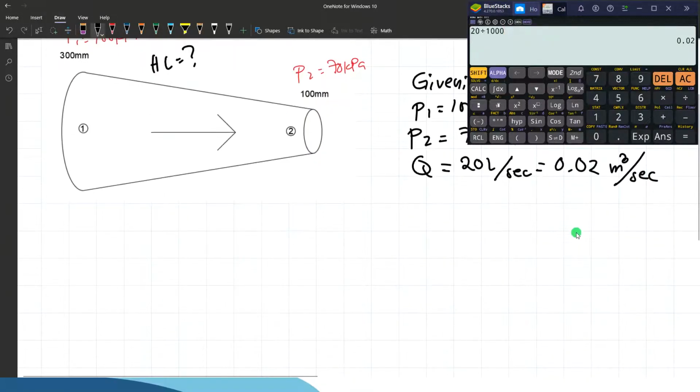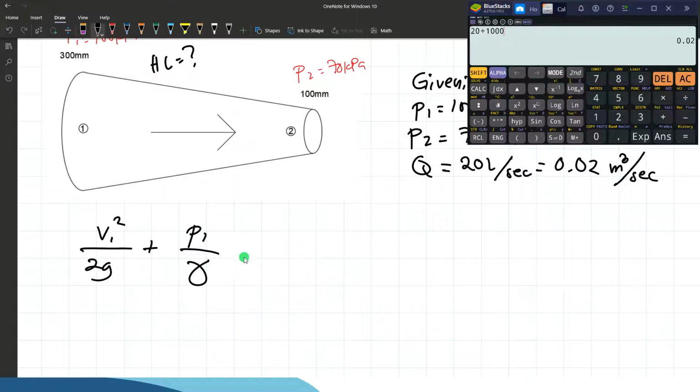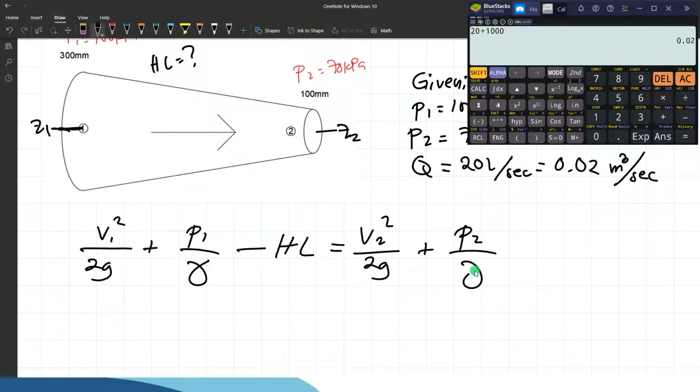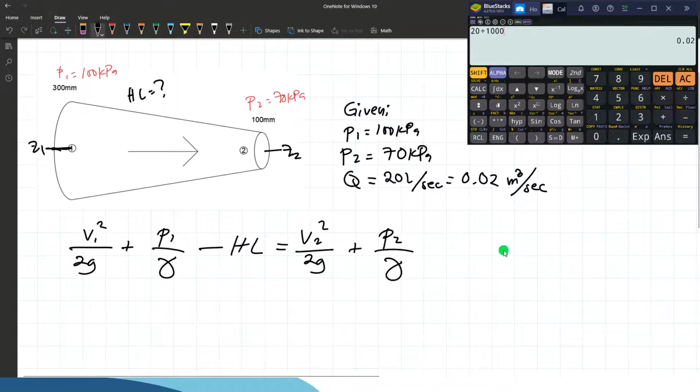Okay, applying again the Bernoulli equation. We have V1 squared over 2G plus P1 over gamma. So let's not include the elevation head because the elevations are the same. Then we subtract the head loss, and it will be equal to V2 squared over 2G plus P2 over gamma. So that's our solution for our energy equation.